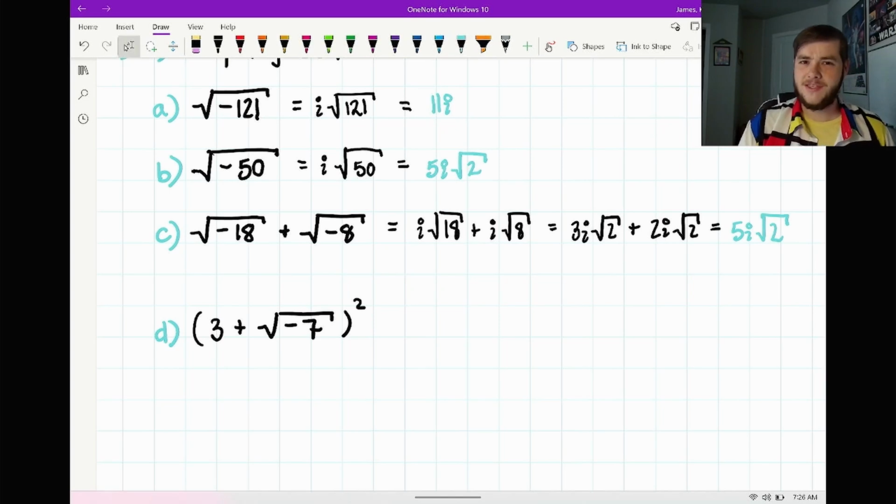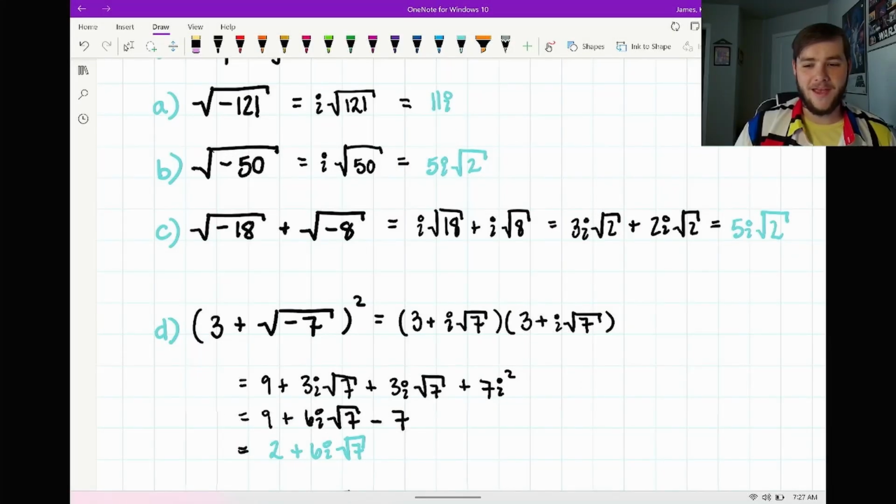One more for you. See if you can pause the video here to try part D on your own. The answer that I found was 2 plus 6i root 7. Remember, to square a number, you multiply it by itself. This number that I'm squaring is 3 plus i root 7, so I need to multiply 3 plus i root 7 by itself. After foiling it out, I get 9 plus 3i root 7 plus 3i root 7 plus 7i squared. Fully simplifying that leaves me with 2 plus 6i root 7.